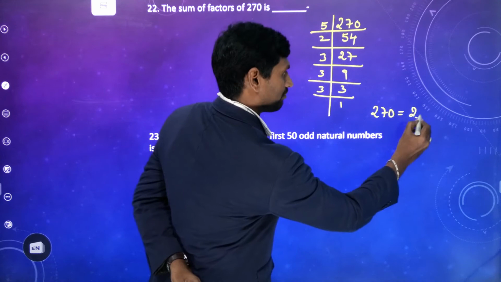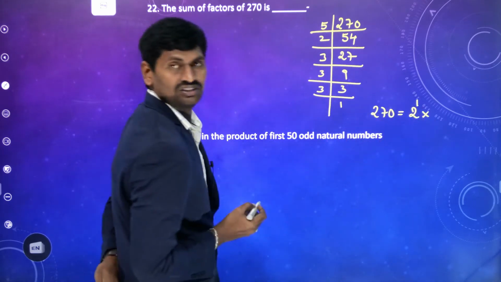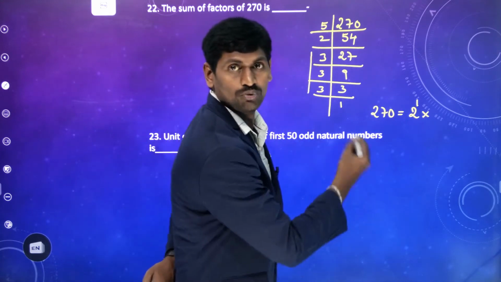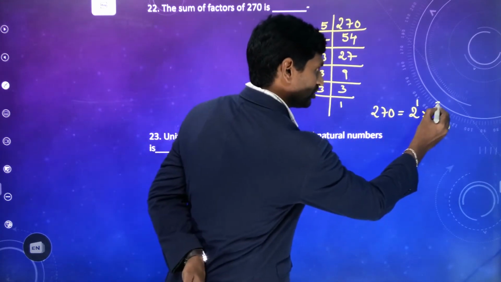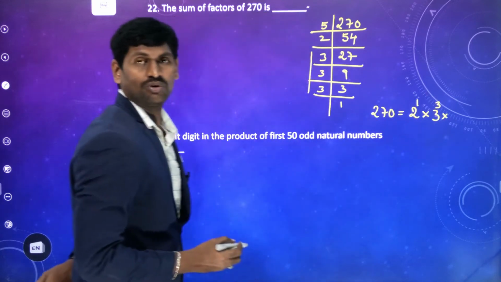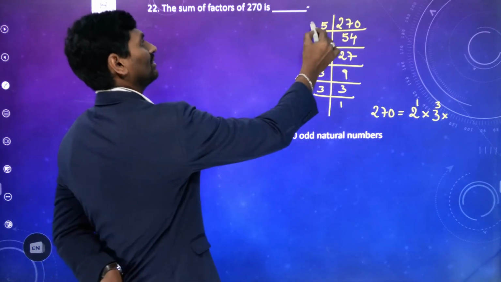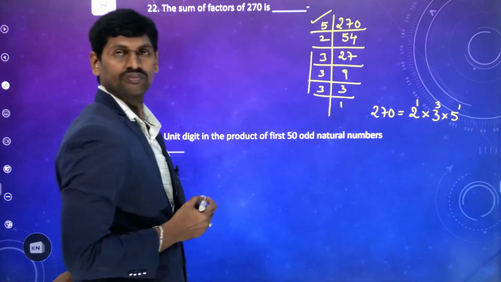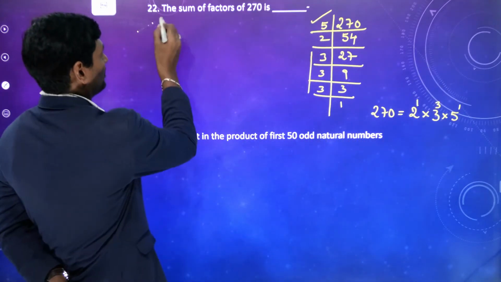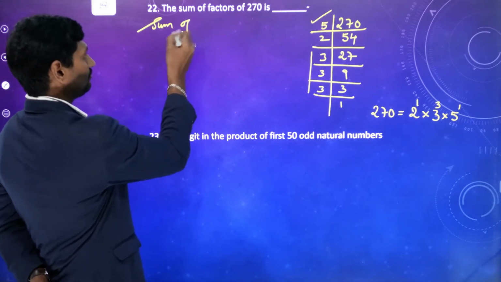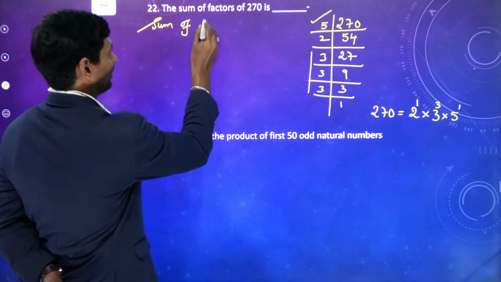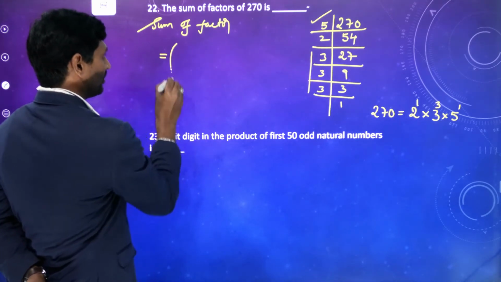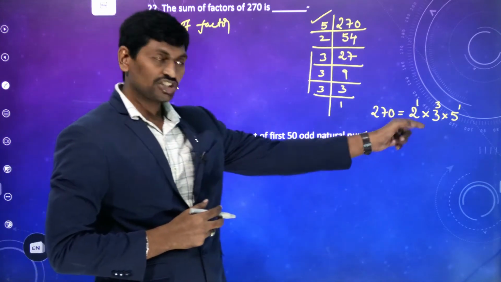Very good. 2 power 1 into second prime number 3. 3 how many times? 3 times. So we can write as 3 cube. And what is the prime number that remains? 5. 5 power 1. Okay na? Now sum of factors. I am not writing the formula this time. Directly I am applying. First prime number is 2.